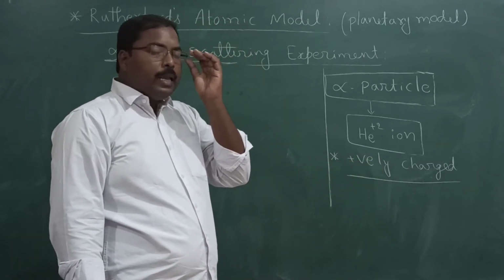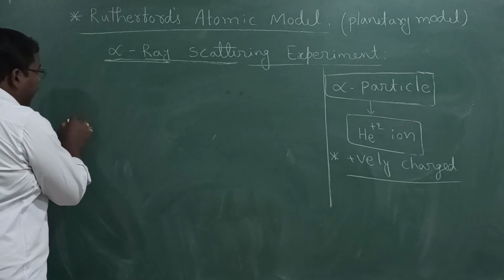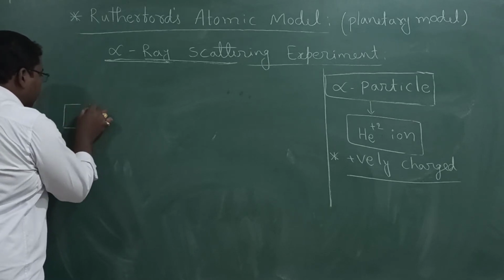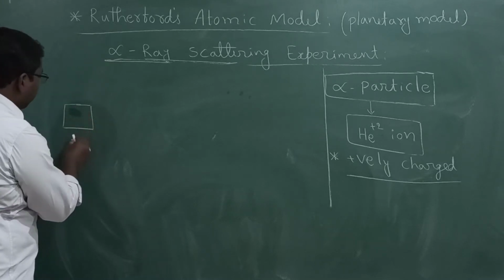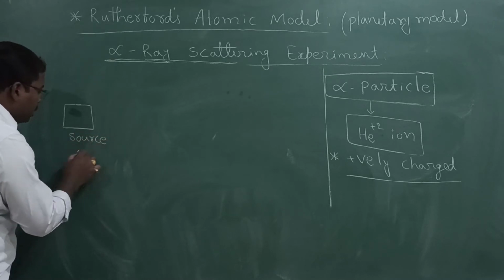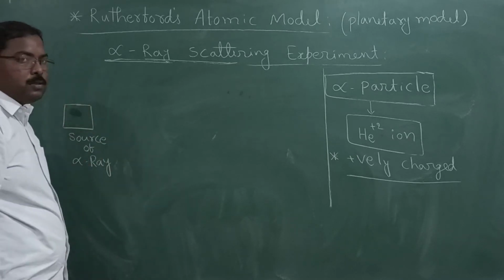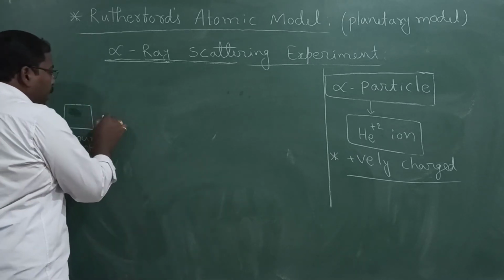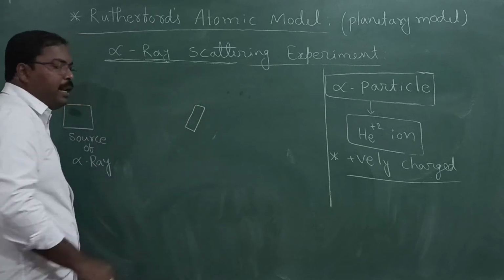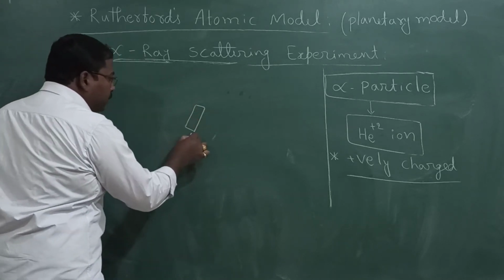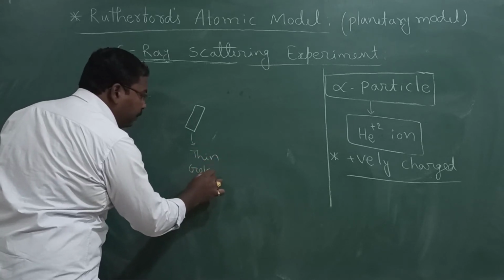Okay? Now, coming to the experiment, Rutherford took a source of alpha particles in the form of rays. So this is the source of alpha rays. And somewhere here we kept a thin gold foil. So this is the thin gold foil.